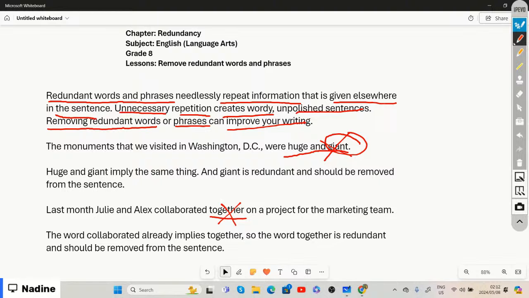So when it comes to redundancies, we remove redundant words and phrases. I'm sure once we remove redundant words and phrases, whatever you're writing will improve. Last month, Julie and Alex collaborated together on a project for a marketing team.